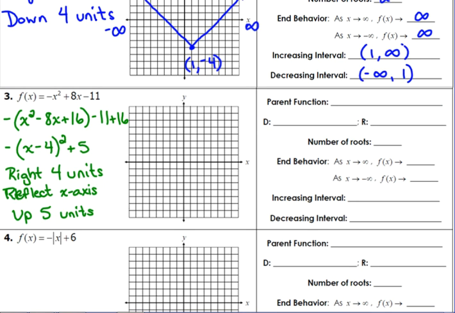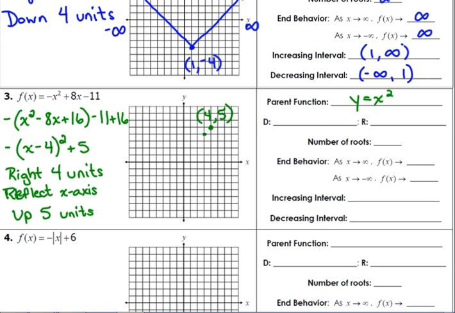So let's think about our parent function, y equals x squared. Think about that parabola. Its vertex is at the origin, and it opens upward. So let's shift it. We go right 4 units: 1, 2, 3, 4. We reflect across the x-axis. I can't really do that part with the vertex yet because I'm still on the x-axis. And then I go up 5 units. So my vertex is at the point 4, 5.